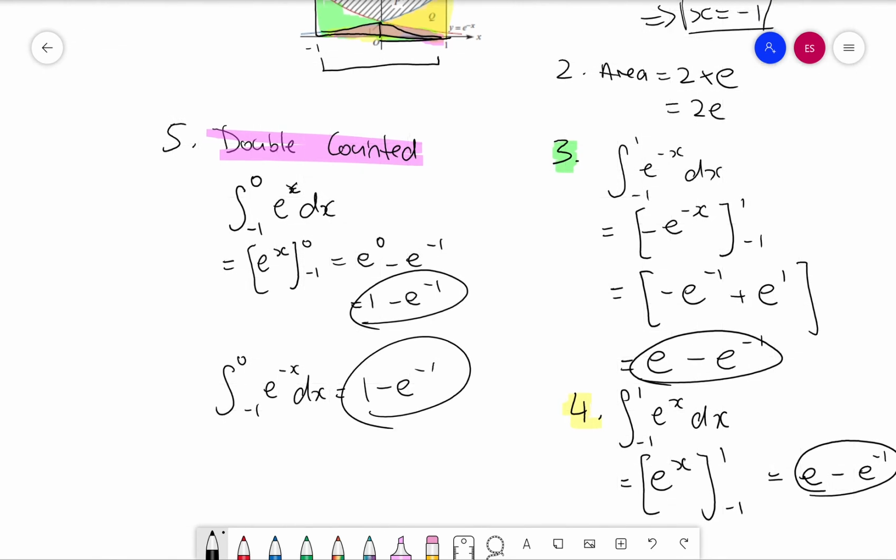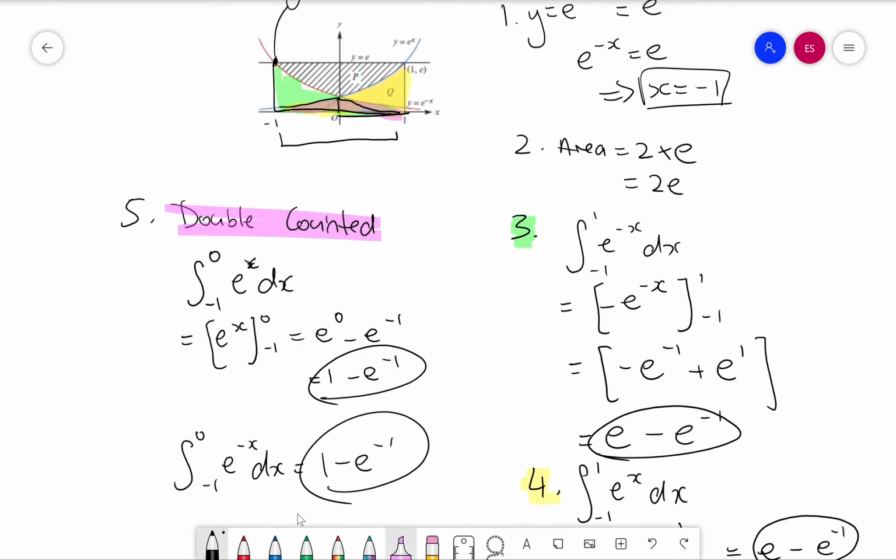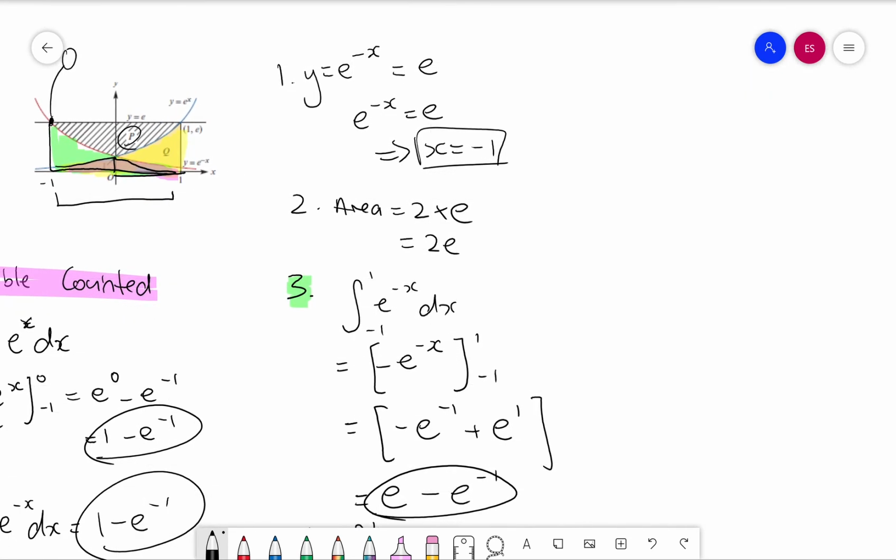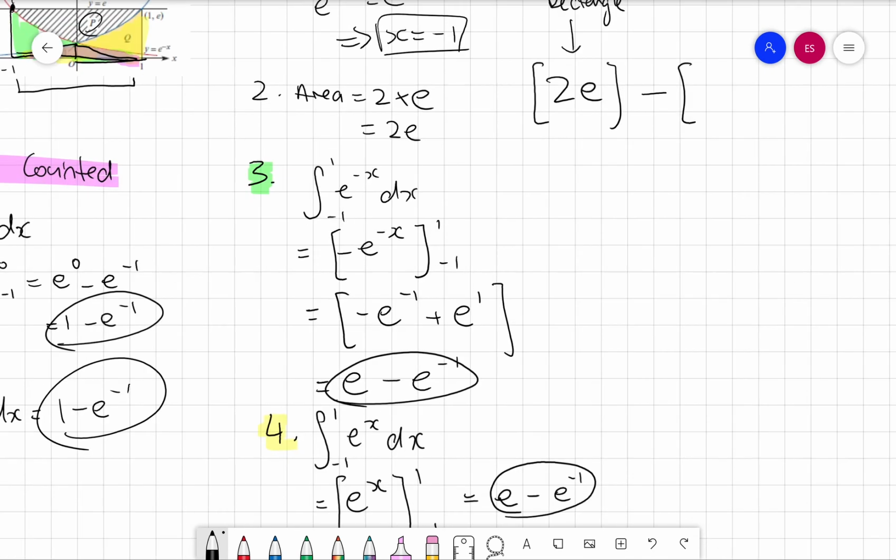So, quite hard, but the area of P is equal to the area of this big rectangle here, minus this green bit, minus this yellow bit, and then taking into account the bits that we've double counted. So let's just write it out. We've got 2e, which is our rectangle, minus our green and yellow bits, which are the same, so we'll just write 2 lots of them.